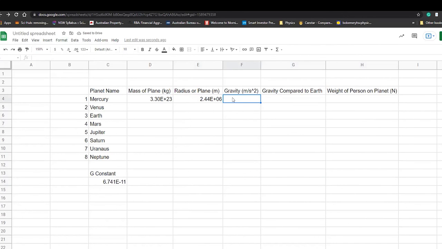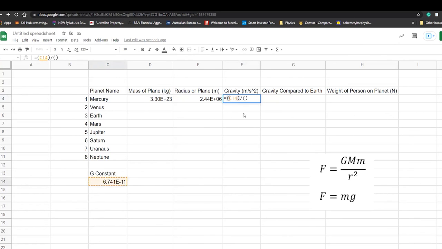Okay, so again, we're doing a calculation, we're doing something, so we'll start with an equal sign. Best thing to do here is put everything in brackets. We're going to have the top of the fraction divided by the bottom of the fraction. Okay, so let's go to the top. Now the top starts off with a universal gravitational constant. So we click on this block because we've already typed it up.